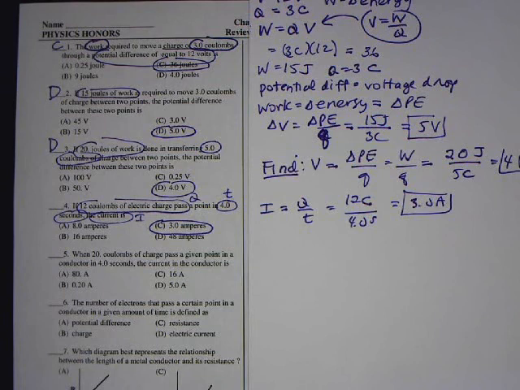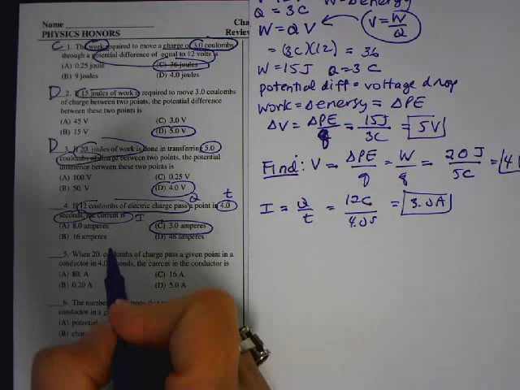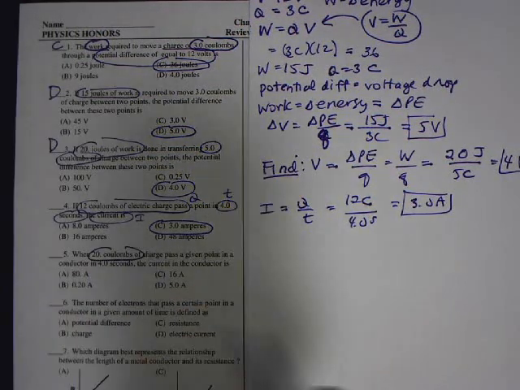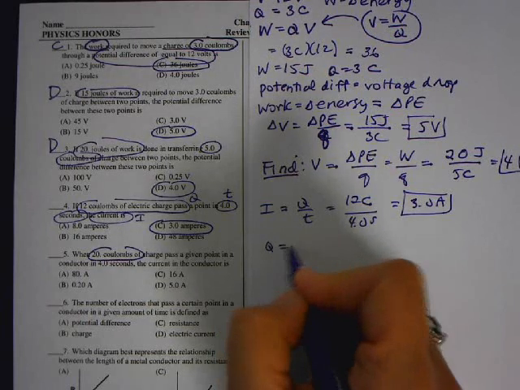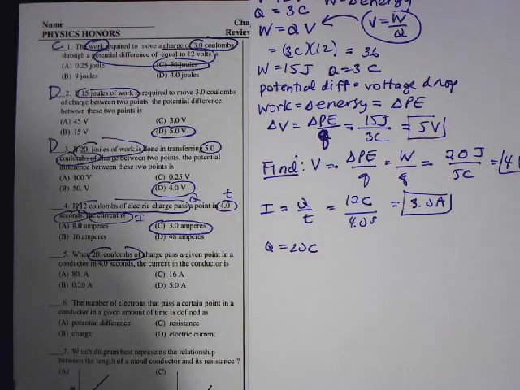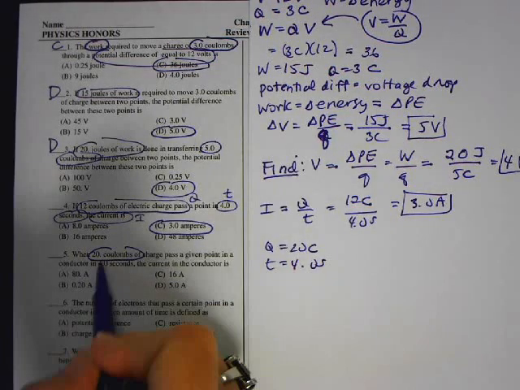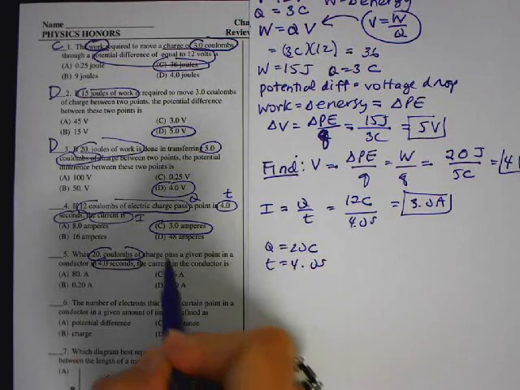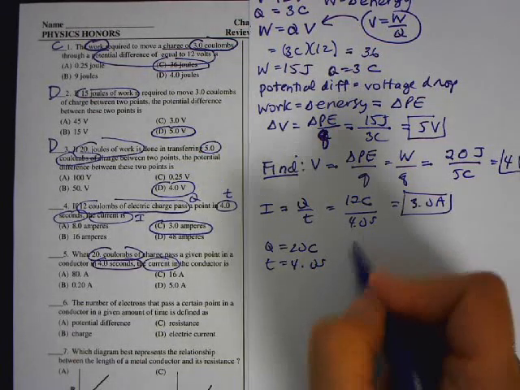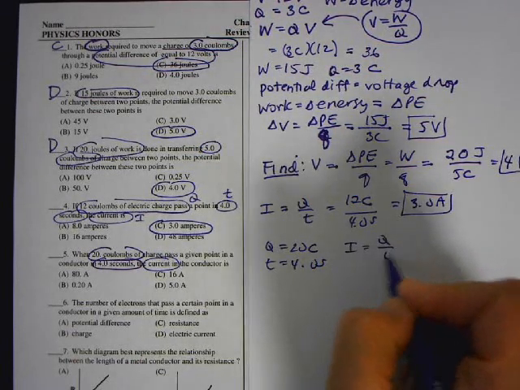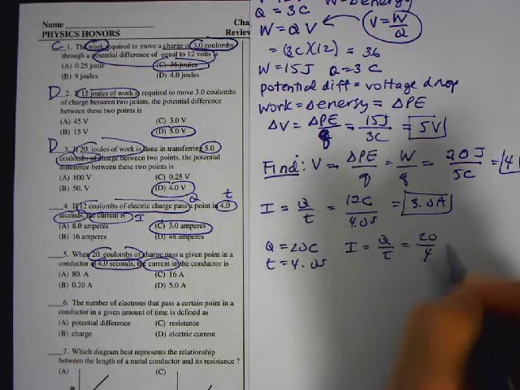Okay, number 5, 20 coulombs, so that's Q, of charge pass a given point in a conductor in 4 seconds. What's the current? So again, I is equal to Q over T, so 20 over 4 is 5.